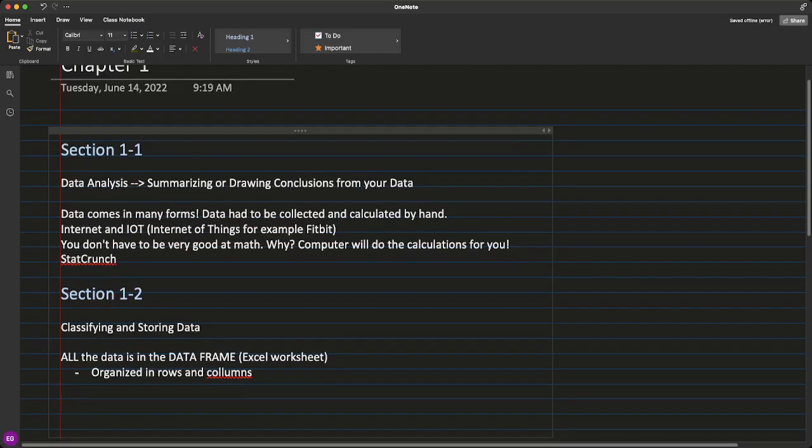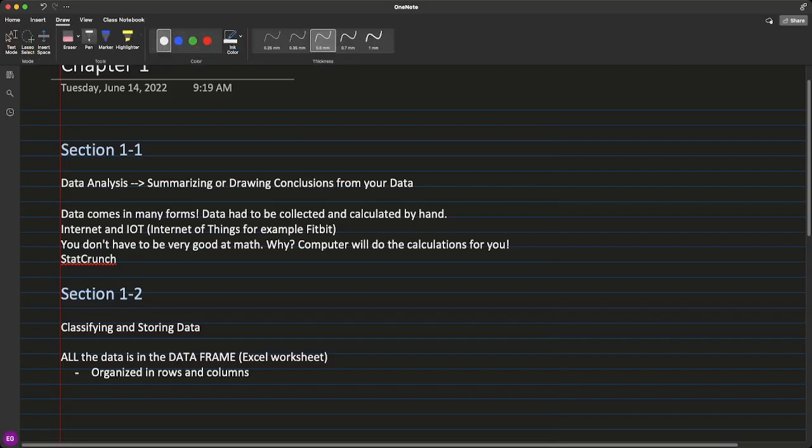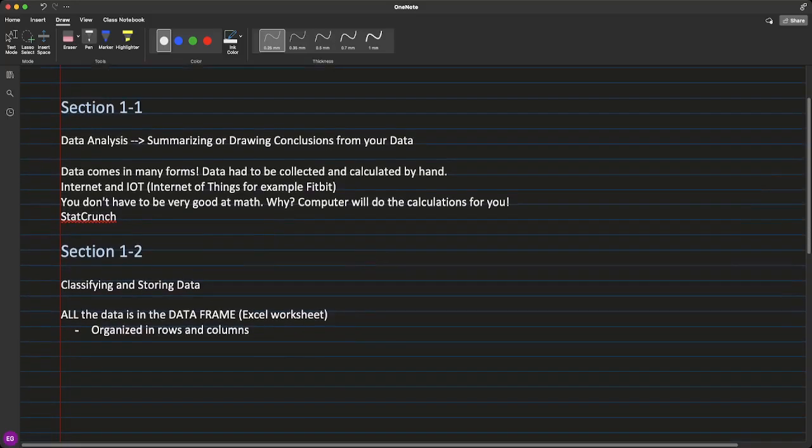Okay, so all this data is in this thing called the data frame. It's organized in rows and columns. Let's start writing things down here. Let me activate my pen. Okay, so all your data is organized in rows and columns, and it's in the data frame. So what do we mean by data?